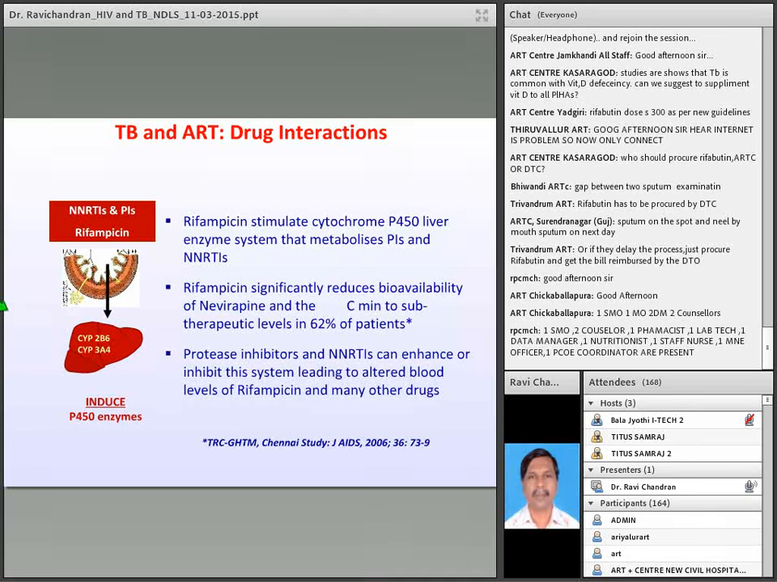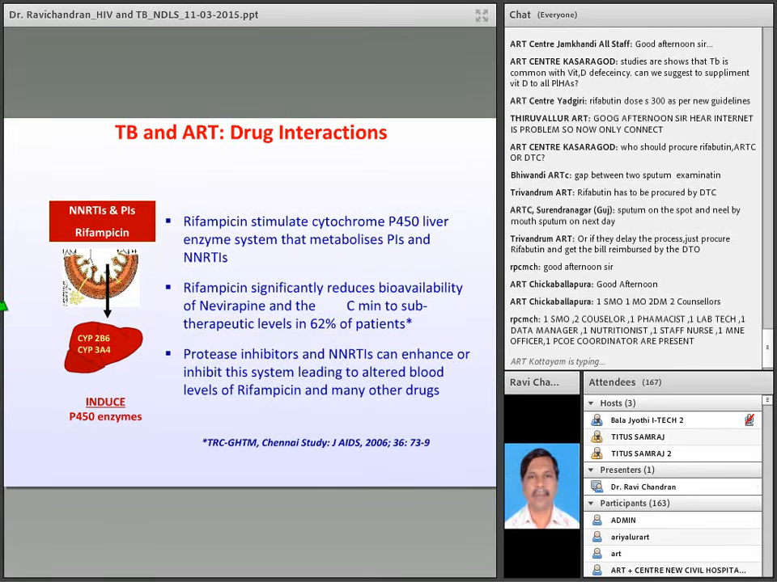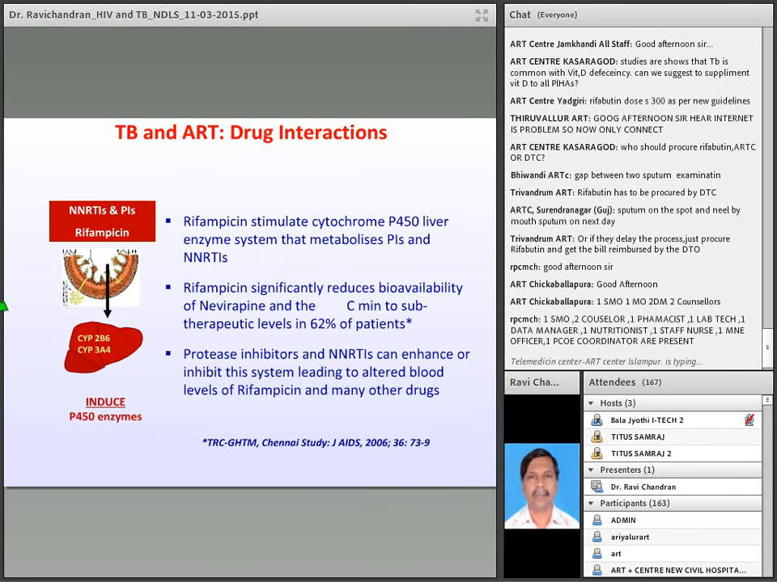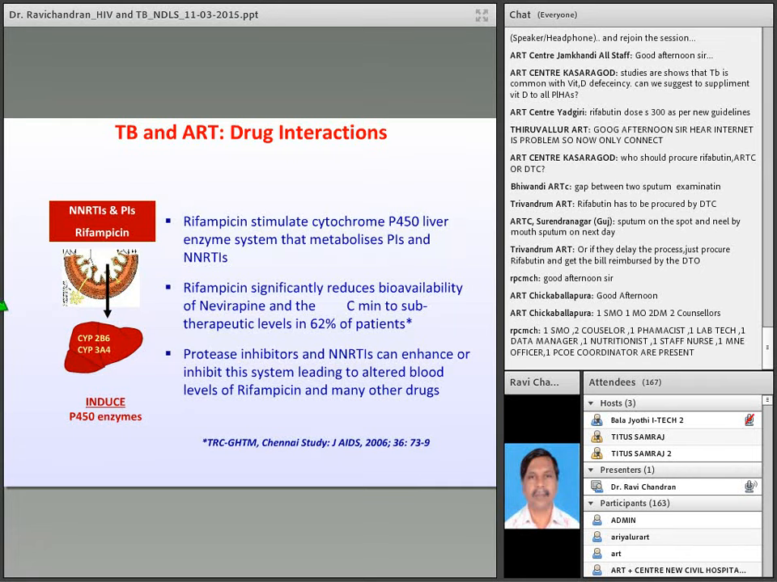So this is how rifamycin interacts with other drugs. The rifamycin stimulates the cytochrome P450 system, which also metabolizes the protease inhibitors and non-nucleoside reverse transcriptase inhibitors. So rifamycin significantly reduces the bioavailability of nevirapine and the concentration minimum to subtherapeutic levels in 62% of patients. Protease inhibitors and non-nucleoside reverse transcriptase inhibitors can enhance or inhibit this system, leading to altered blood levels of rifamycin and many other drugs.